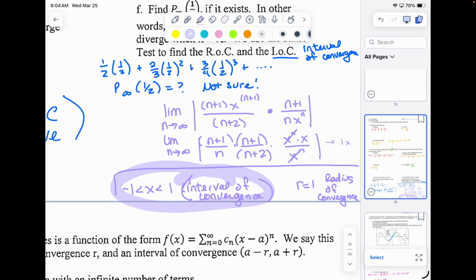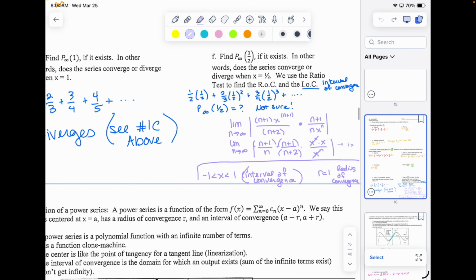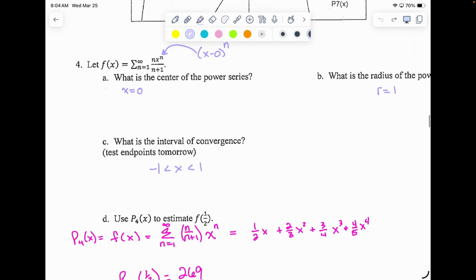I don't know that I did a good job saying that out loud yesterday. If everyone was like, where'd the 1 come from? Why is it in between -1 and 1? It's because of the ratio test. So we'll do another example and you'll see how it connects.